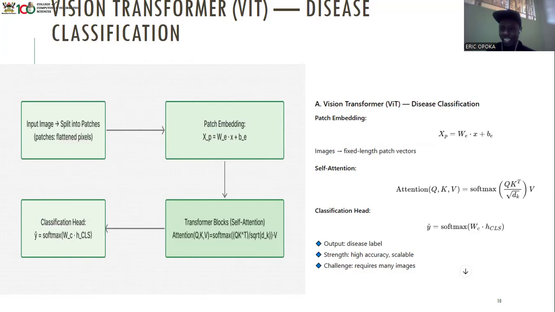Then we have the dk here, which we use as a constant to reduce big numbers, to give us that formula. The softmax is used to return the result to a probability, which sums to 1. So we have the classification head, which has that softmax and the weighted constant, which you have seen in the patch embedding formula above. Then we have h_CLS, which represents the token we are dealing with in this case, to give us the classification head.